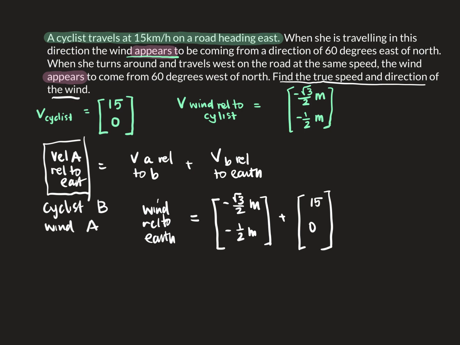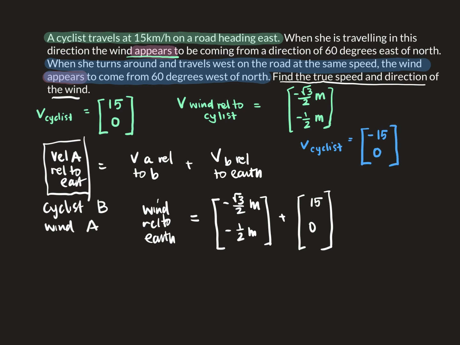But now I'm told that when she turns around and travels west on the road at the same speed, the wind appears to come from 60 degrees west of north. So we've got a different situation here. I'm going to write this down. This is the blue situation. The velocity of the cyclist this time is, well, she's traveling west, so her vector is negative 15, 0.